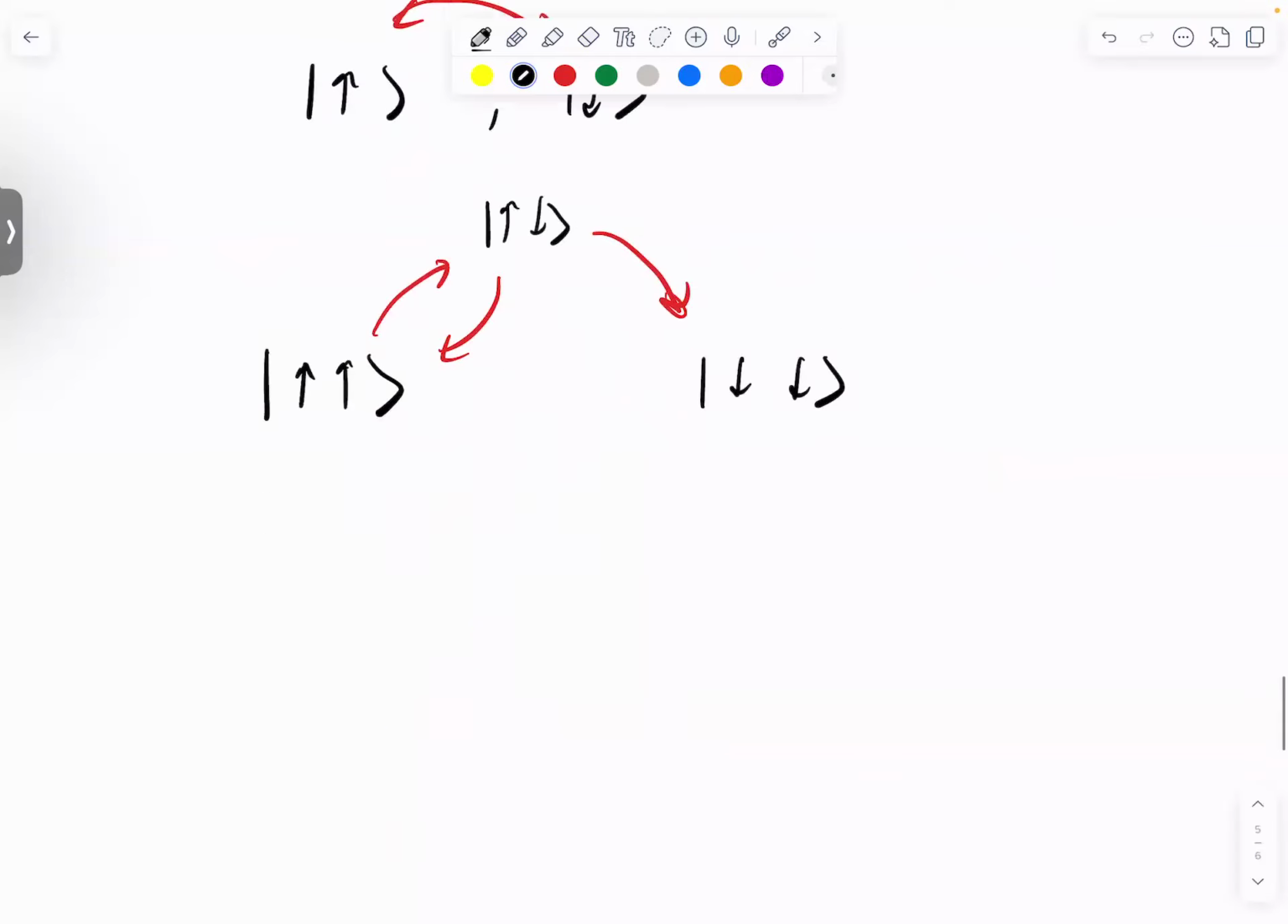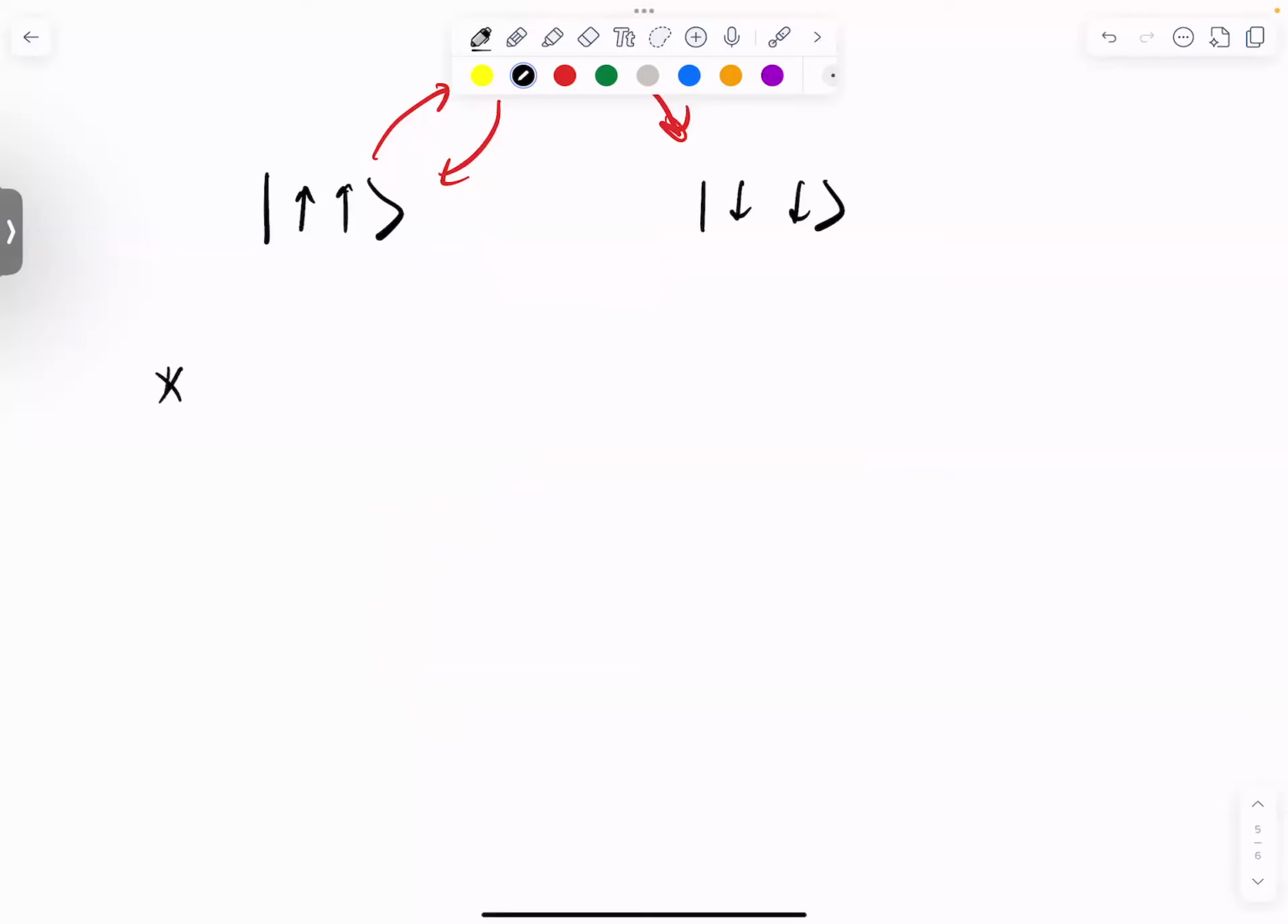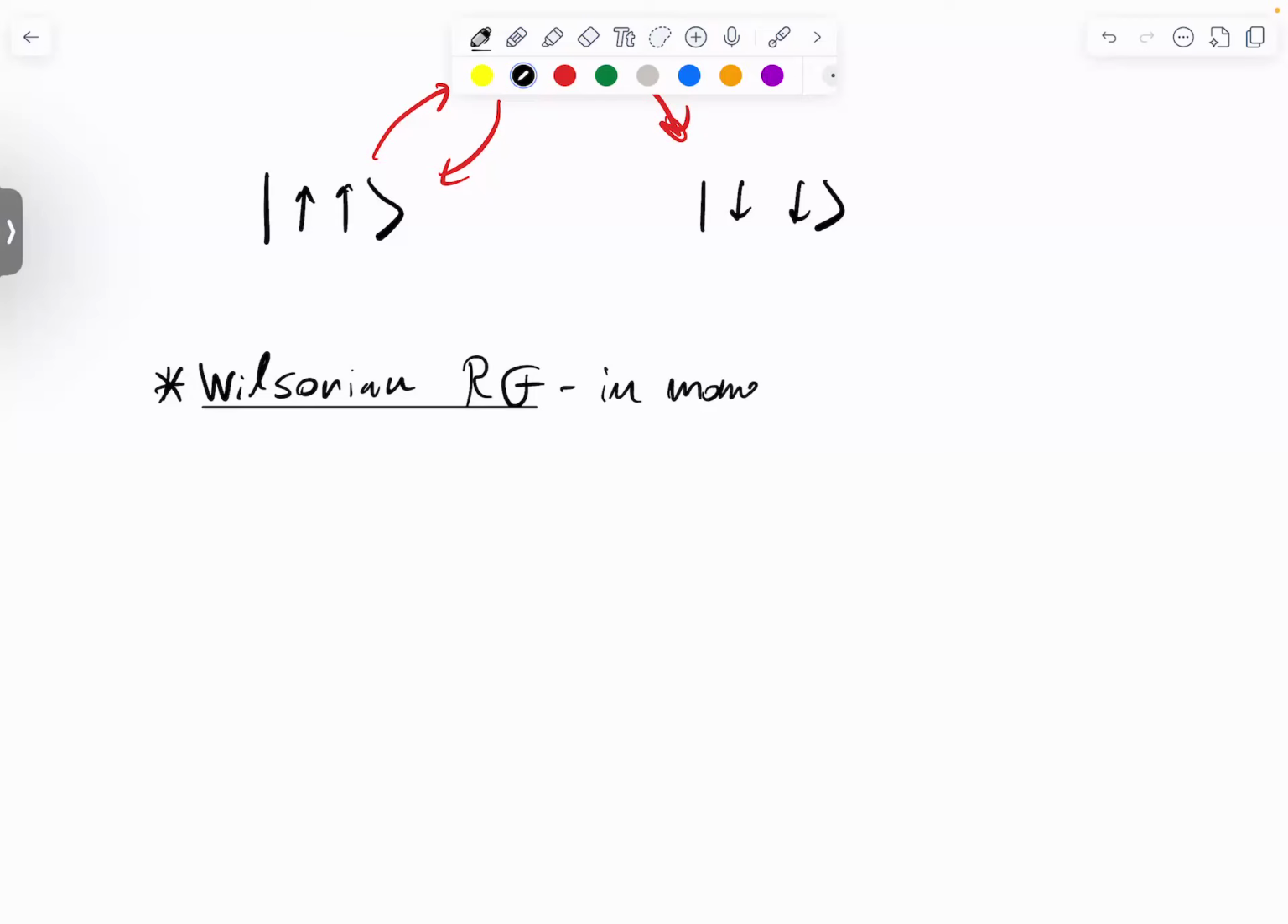And after the break, what we're going to do is what is known as Wilsonian energy. Can I have a question? That means, okay, let me just complete the sentence. That means that we're going to do this coarse graining in momentum space.